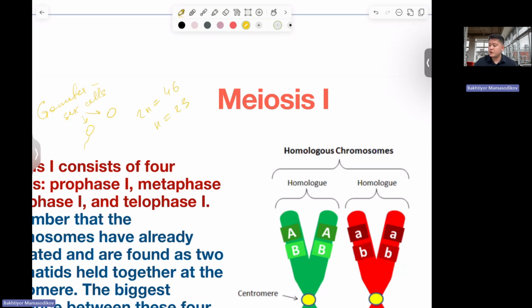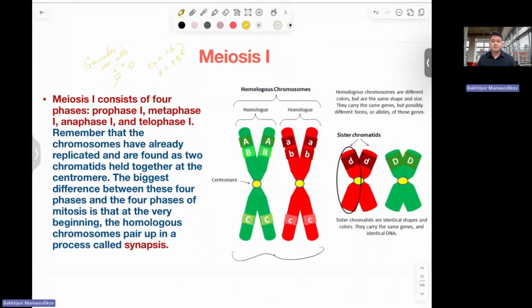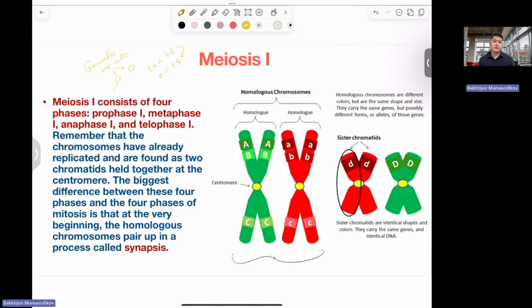So the main function of meiosis is to reduce the chromosome number from 46 to 23, from diploid number to haploid number. Meiosis 1 includes 4 phases: prophase 1, metaphase 1, anaphase 1, telophase 1. Before watching the meiosis process, I suggest you watch mitosis, because meiosis 1 is similar to mitosis. The stages of each process are similar, but there are some additional ones in prophase 1.